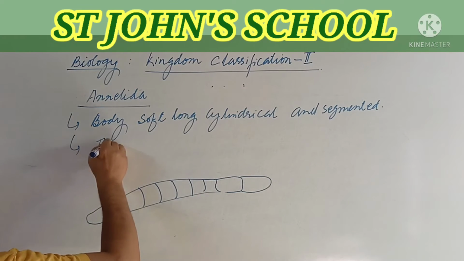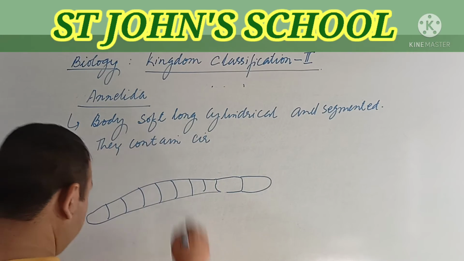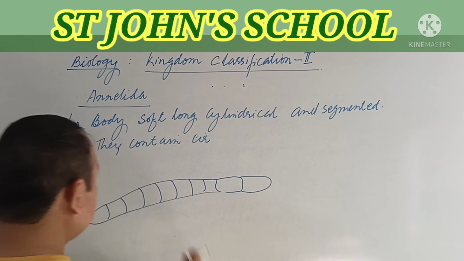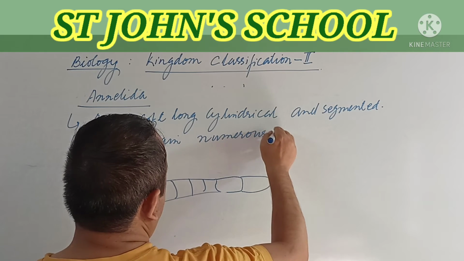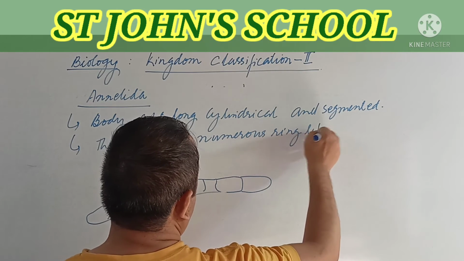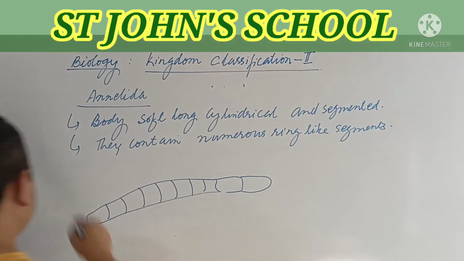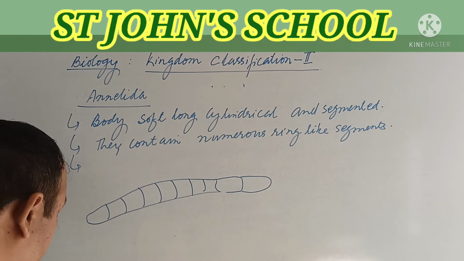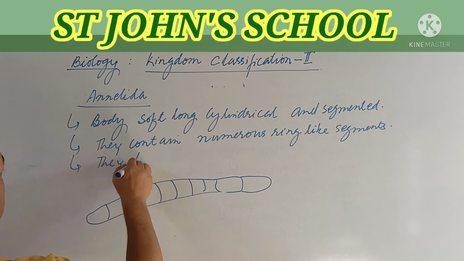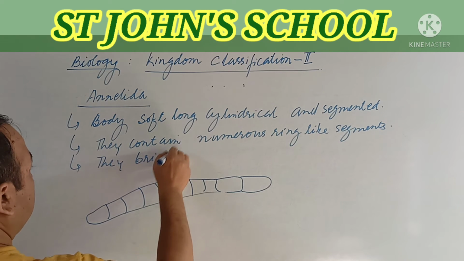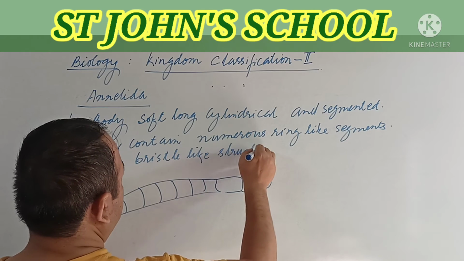they contain circular rings or ring-like segments, numerous ring-like segments. Then again, bristles are present over their body. They have bristle-like structure. Bristle means brush-like. Bristle-like structure which helps in their locomotion.